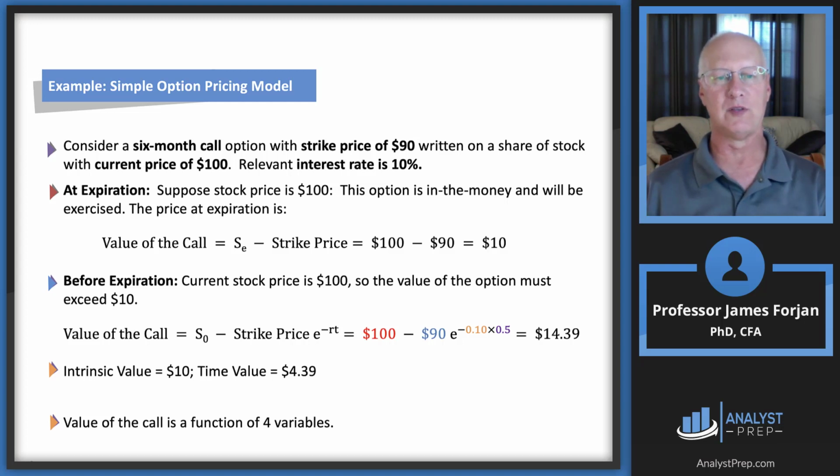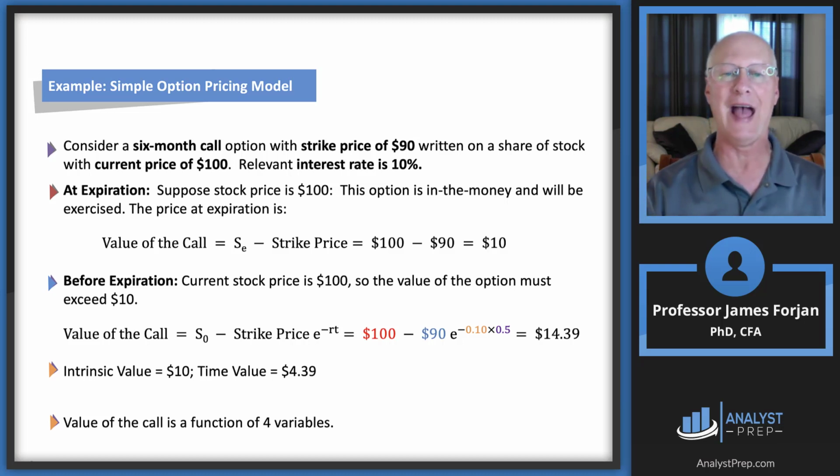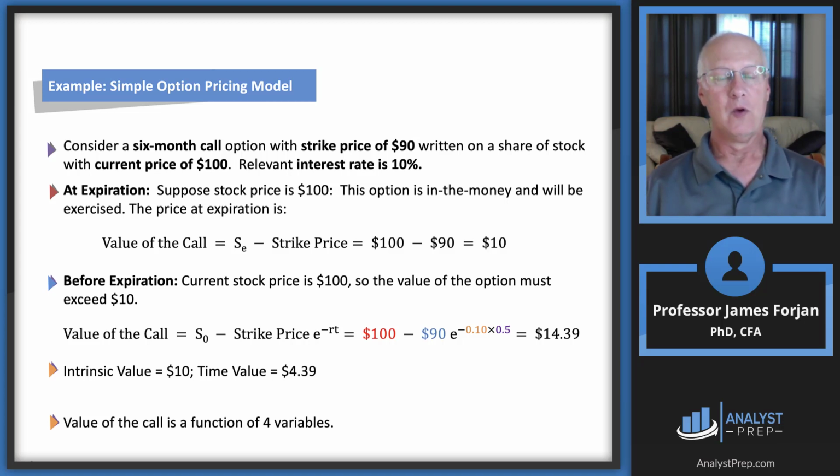Value of the call is equal to the stock price at expiration minus the exercise or the strike price. And we got that $10. So the question is, how can we get that answer before expiration to be greater than $10? It has to be greater than $10. Well, that stock price at expiration, or that stock price today, that's a present value, right? We did that with the Gordon growth model back in level 1.